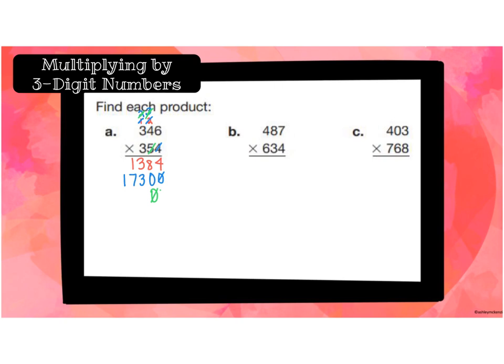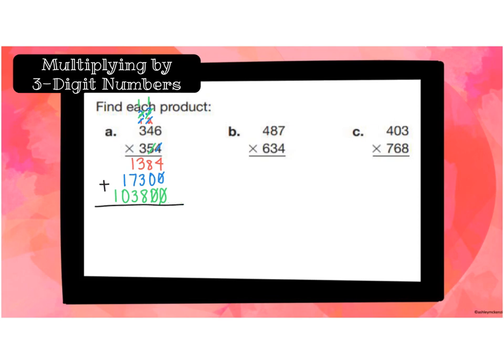Now remember, 2 placeholders here. Now I can do 3 times 6, which is 18, carry my 1. 3 times 4 is 12, plus 1 is 13, carry my 1. And 3 times 3 is 9, plus 1 makes 10.